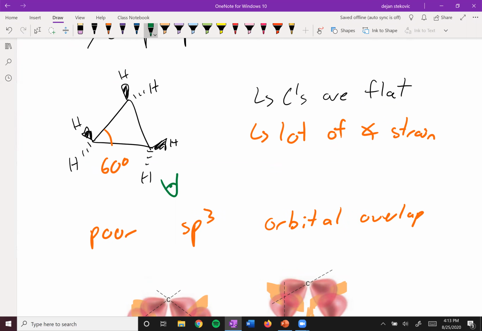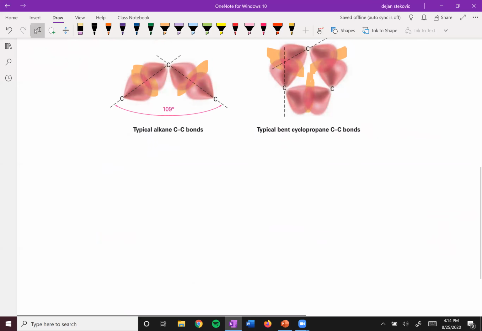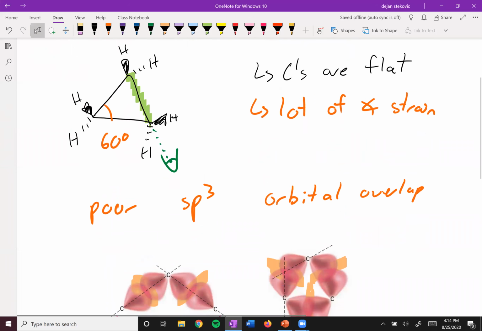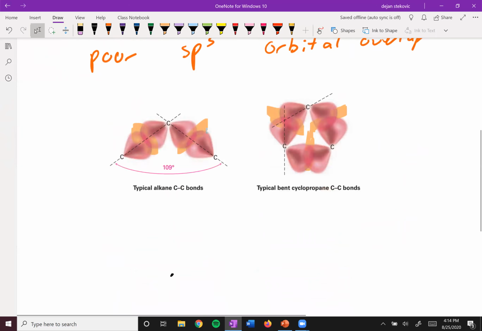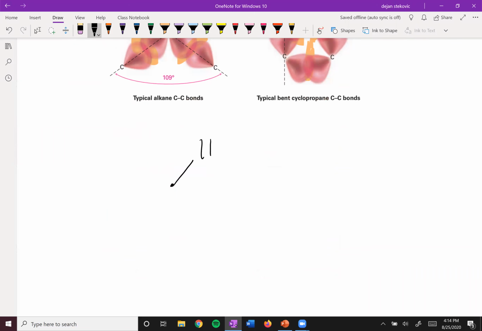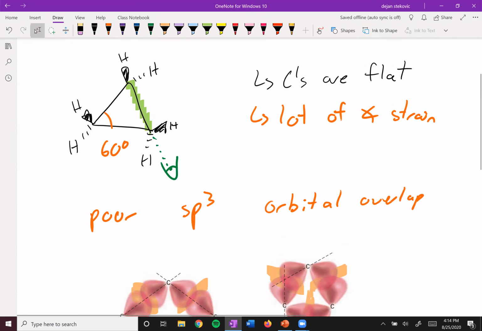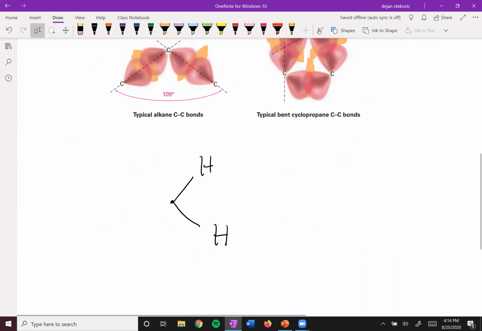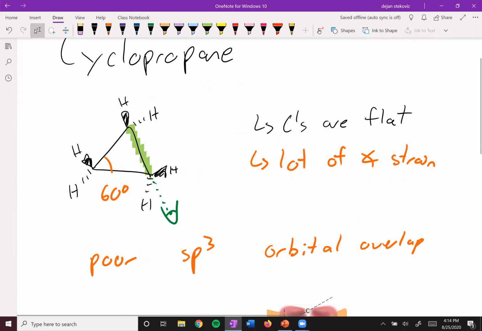So we've got our ring right here, and we're going to take a look at the Newman projection of this carbon-carbon bond right here. And so we've got our carbon in the front. And if we think about it, it's got a hydrogen going to the top right, a hydrogen going to the bottom right, and then a carbon going to the left, right?